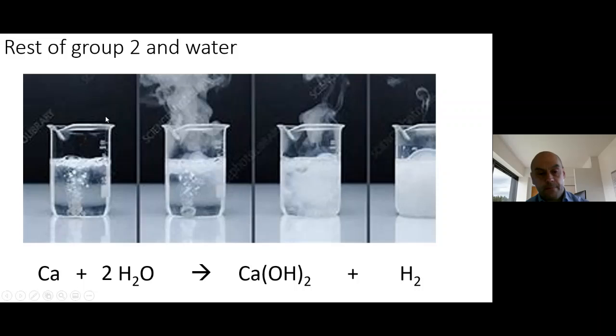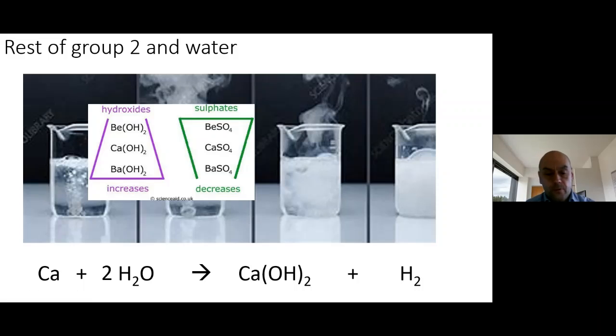To do that, we're going to look at something that's mentioned in the syllabus, where we look at the pattern in the solubilities of the hydroxides and the sulfates. So you can see here's the pattern. Basically, as you go down group 2, the hydroxides of group 2 become more soluble and the sulfates become less soluble.